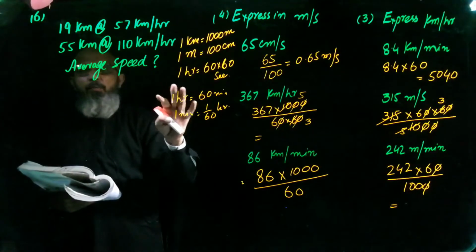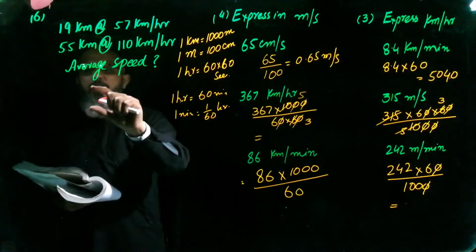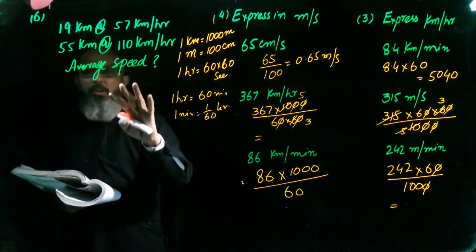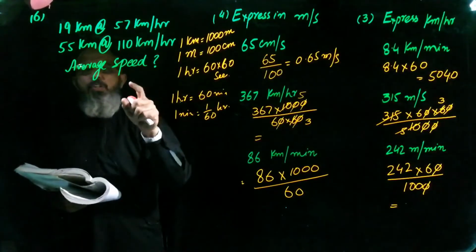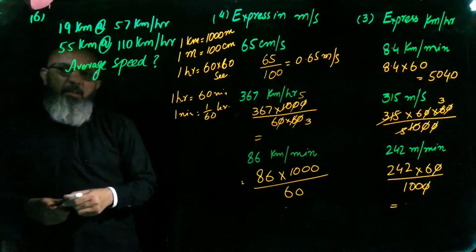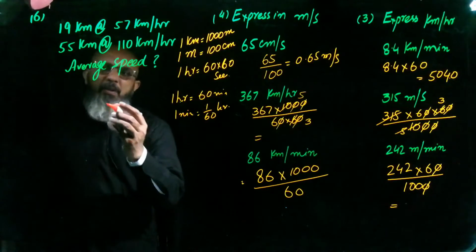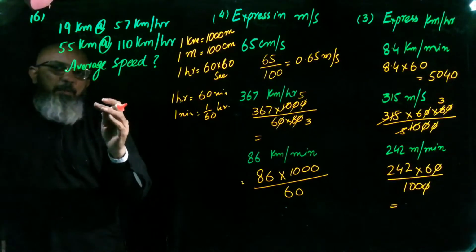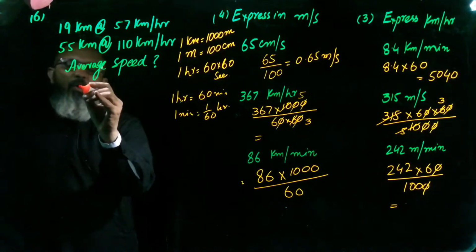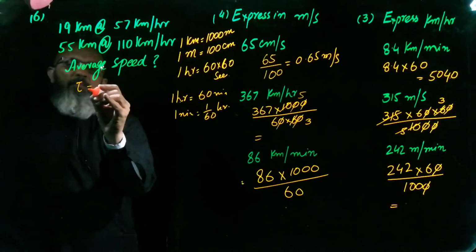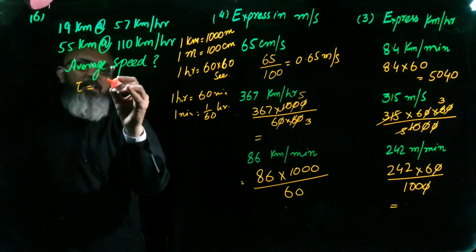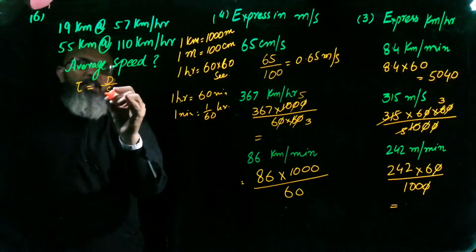Now, what is the formula for the average speed? That is the total distance divided by the total time. Now, the total time is not given to you. So first we will find the total time. How we are going to find total time? How you can find the speed? Speed you can find by the distance divided by time. So how can you find the time? Time you will find that distance divided by speed.